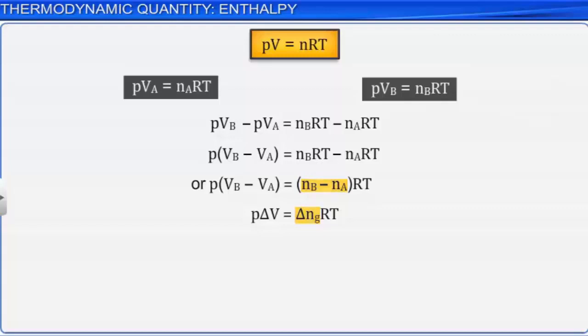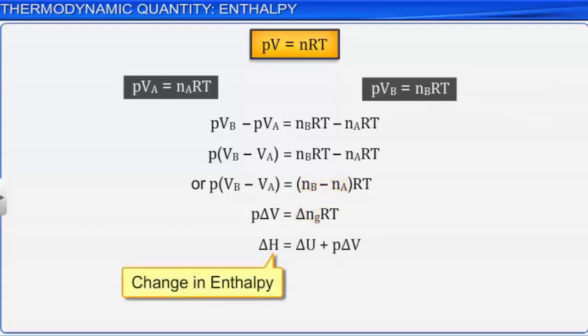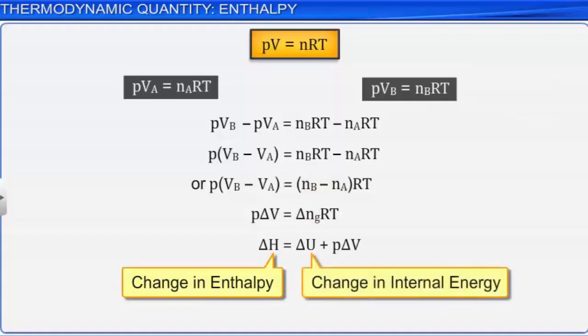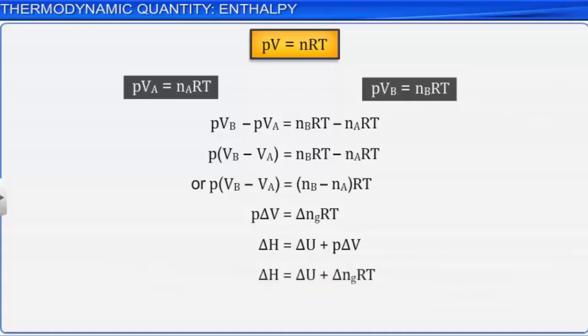We learned that change in enthalpy, delta H, equals change in internal energy, delta U, plus the product of pressure P and change in volume delta V. On substituting the values, we get delta H equals delta U plus delta n g RT. This relation helps us in calculating the change in enthalpy from change in internal energy and vice versa.